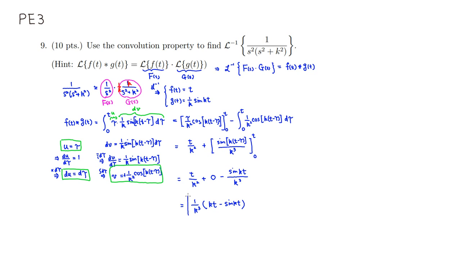So that's the inverse Laplace transform of the given expression. That's it. I hope that this was clear.